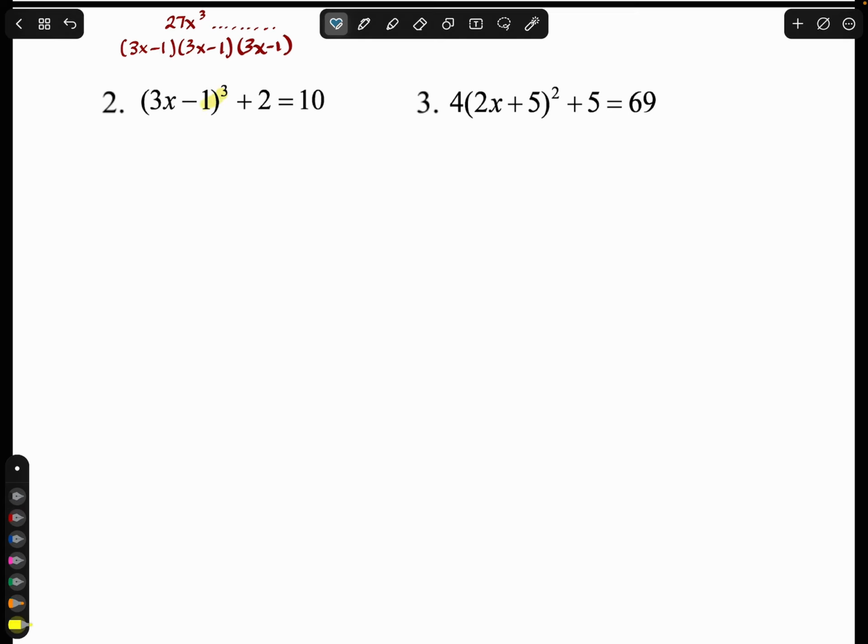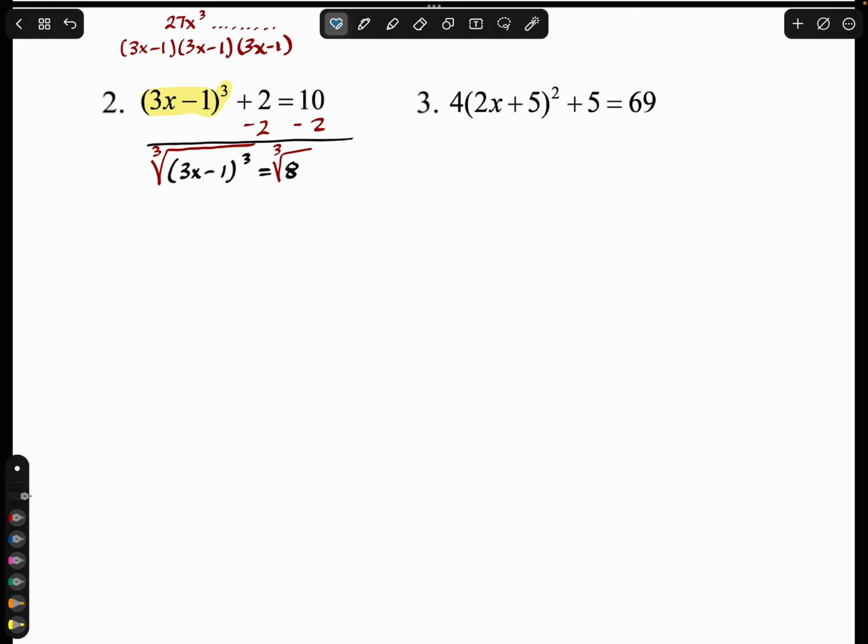We're going to try to isolate the grouping symbols. So the grouping symbol that contains x is that quantity of 3x minus 1 to the third power. Let's get that by itself first. So we're going to subtract the 2 from each side. We've got 3x minus 1 to the third power is equal to 8. Now to undo that third power, we would take the cube root of each side.